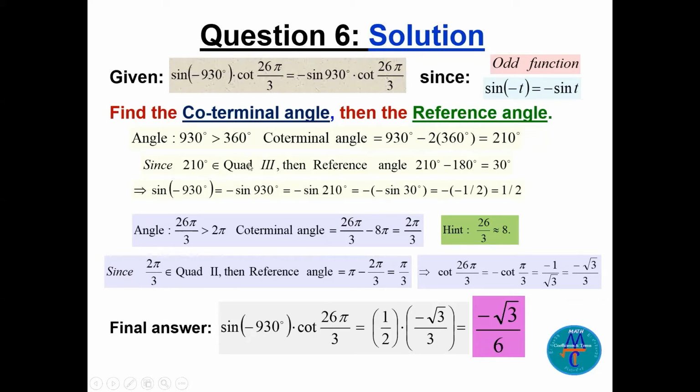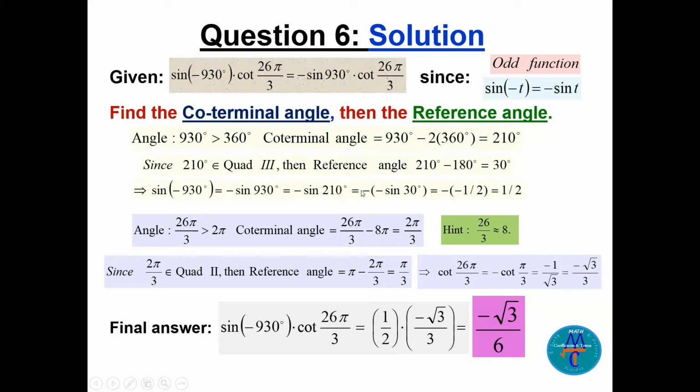210 is an angle in quadrant 3. So we can find the reference angle. 210 minus 180 will be 30 degrees. So let's go back to the function now. Sine of minus 930 will be minus sine of 930, because I mentioned here it's an odd function. Sine 930 will be the same as sine 210, because this is coterminal. See 210 here, and the minus will stay.